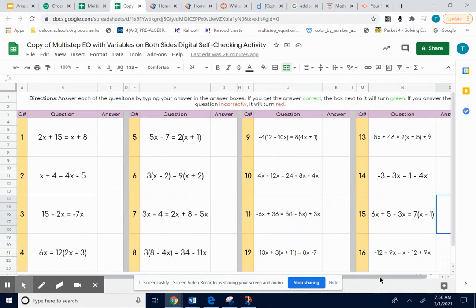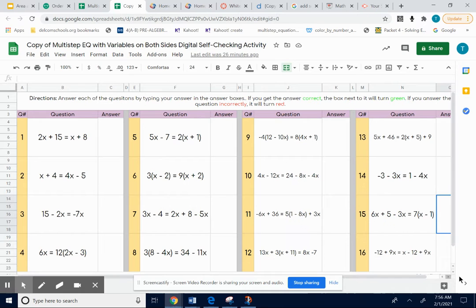Okay, this is a review lesson over solving multi-step equations. The nice thing about this particular assignment is once you type in an answer, if it turns green on you, then you know it's right. If it turns red, you know that you have the wrong answer. So let's review this a little bit.